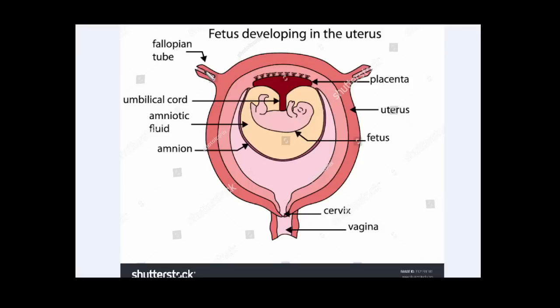And we call the fertilized egg cell the blastocyst. So the blastocyst moves from the fallopian tube into the womb to find a place of attachment to the wall of the womb. Now, when it finds a place of attachment to the wall of the womb, that is when we see that conception has actually taken place.